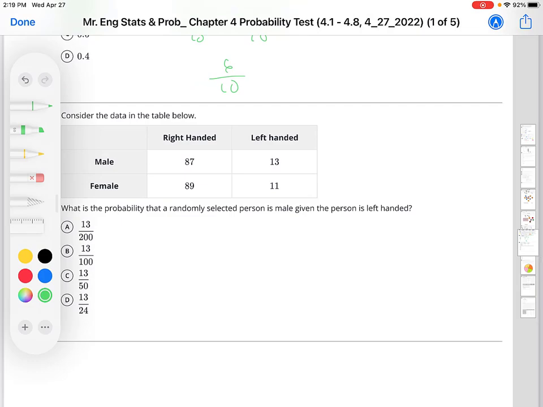All right. Let's take a look at this next table here. Consider the data in the table below. We have right-handed, left-handed. What's the probability that the randomly selected person is male given that they are left-handed? So probability that they're male given that the person is left-handed. Okay, so this condition here is first. So we're going to find the probability of they are left-handed for all those people. And then given in that portion, what's the probability that person is male?